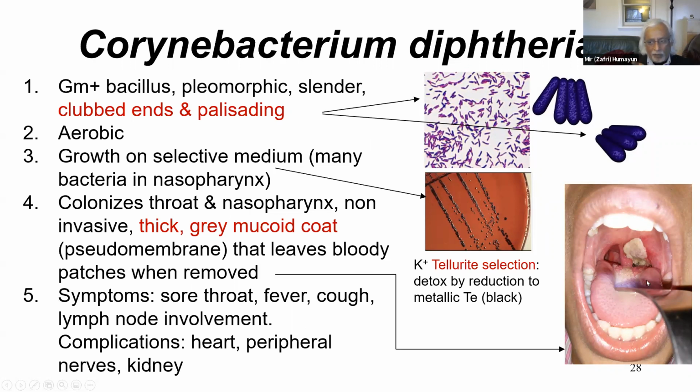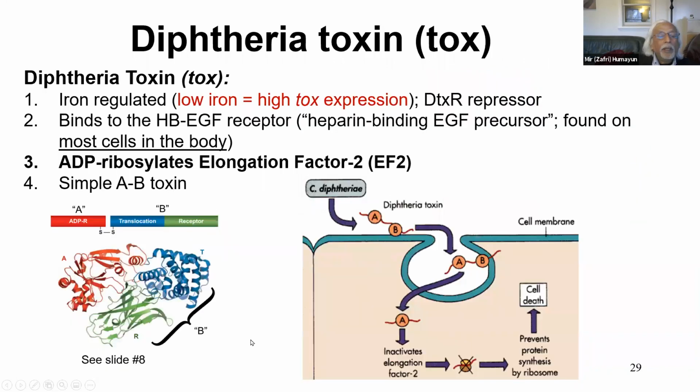So this bacterium colonizes the throat and the nasopharynx. It's not invasive, it stays local, but it forms a thick gray mucoid coat shown in this patient's throat. It's also called a pseudomembrane that, when scraped in the doctor's office, leaves a bloody patch when it's removed. The symptoms of diphtheria are sore throat, fever, cough, lymph node involvement, and there are complications of infection on the heart, peripheral nerves, kidney, and so on. Diphtheria toxin is a classic AB toxin.